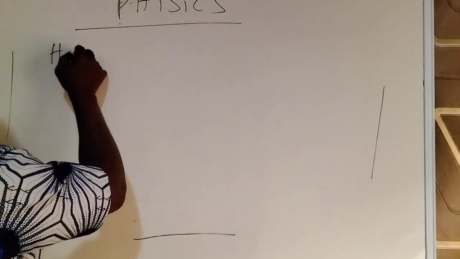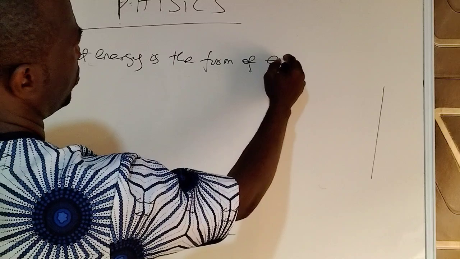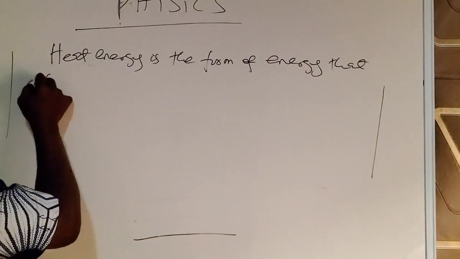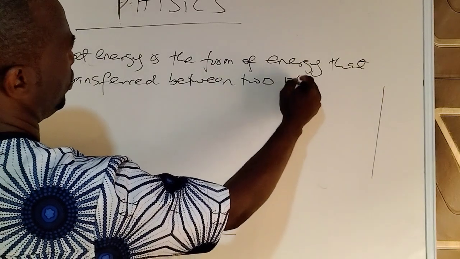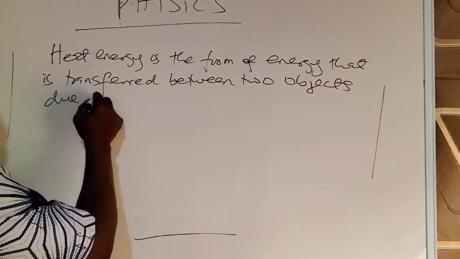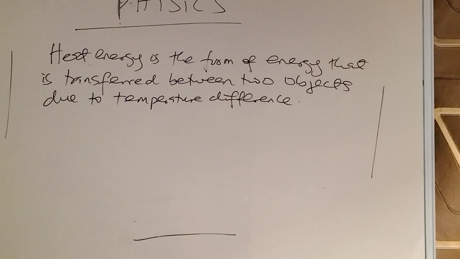So today we're going to first of all start by defining heat energy. Heat energy, otherwise known as thermal energy, is the form of energy that is transferred between two objects due to temperature difference. That means heat flows from a hot object to a cold object, or from a hot region to a cold region.